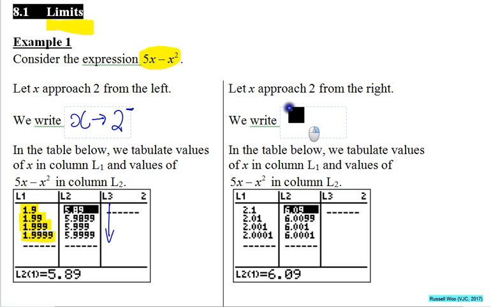Similarly, if we let x approach 2 from the right, that means from 2.1 closer and closer to 2.00001, you realize that the value approaches 6. It's far too obvious. I don't want to spend too much time.